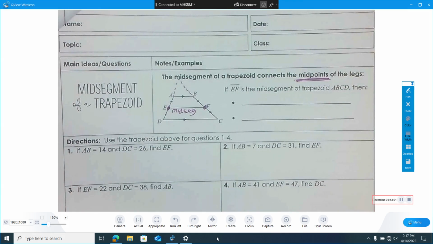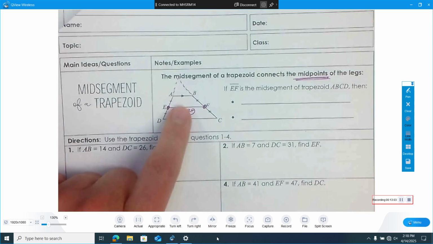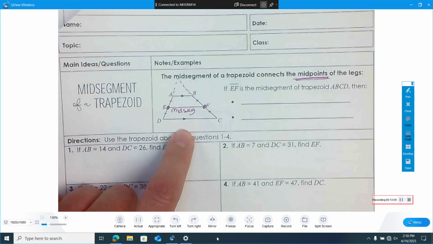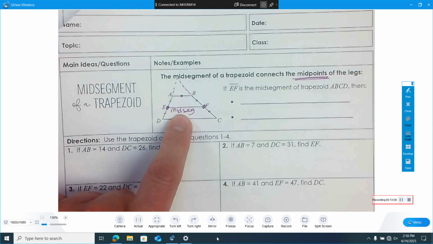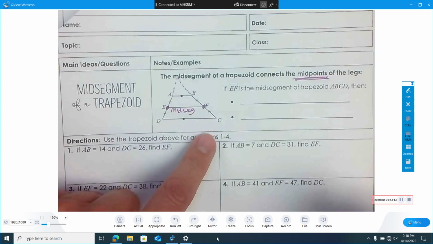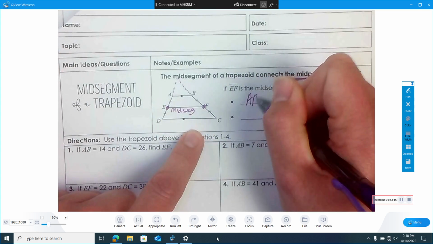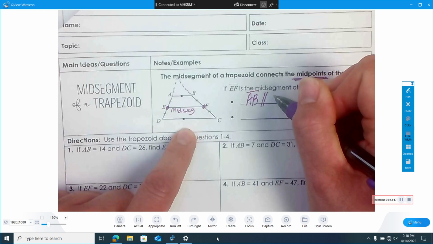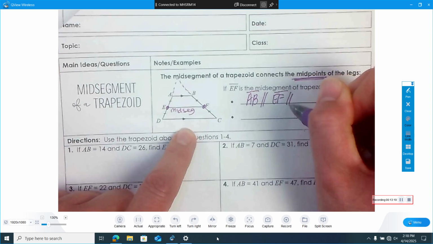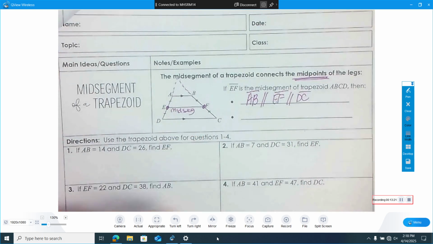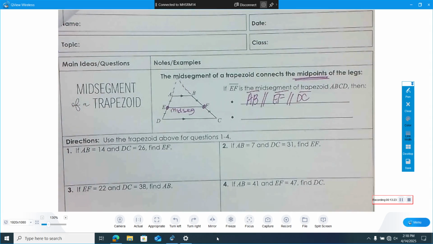The mid-segment has some very special properties. First, the top and the bottom are parallel. What do you suppose, is the mid-segment also parallel? It is. Yeah, it is. Segment AB is parallel to EF and is parallel to DC. All three segments are parallel to one another, so we get lots of parallel lines.